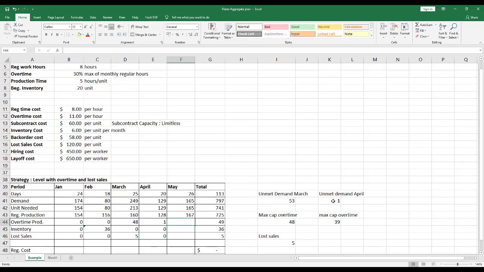In May, there's no need for overtime because the regular production is bigger than unit needed, but there is inventory. Excess inventory equals to regular production minus unit needed, and there is no lost sales in May.